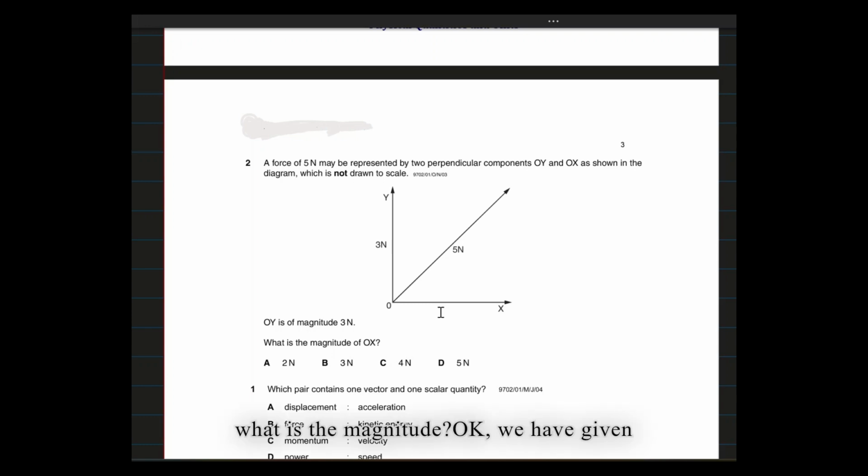What is the magnitude? We have been given... you do not always need to read the whole MCQ; sometimes it wastes your time. So what we can do is, OI is given as 3 Newton, and then we have OX, and this is your resultant vector. So they are asking you to find the magnitude of OX.